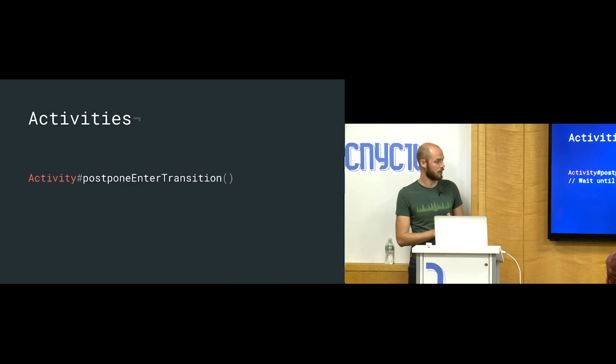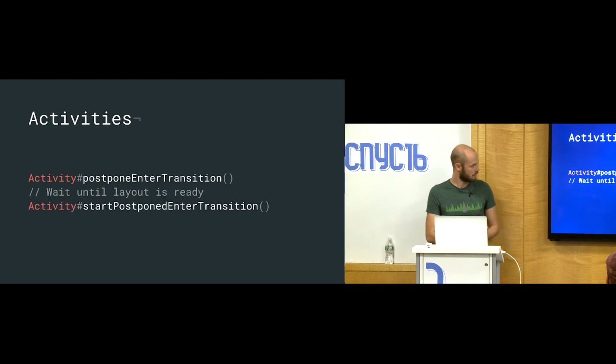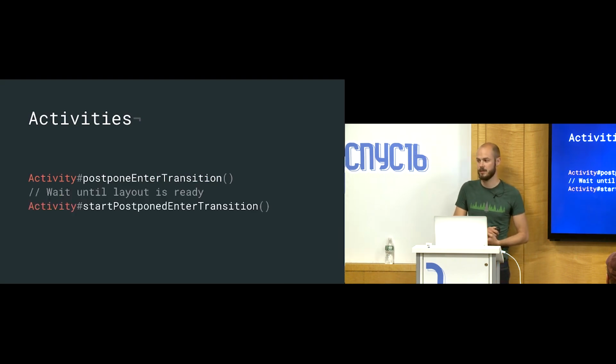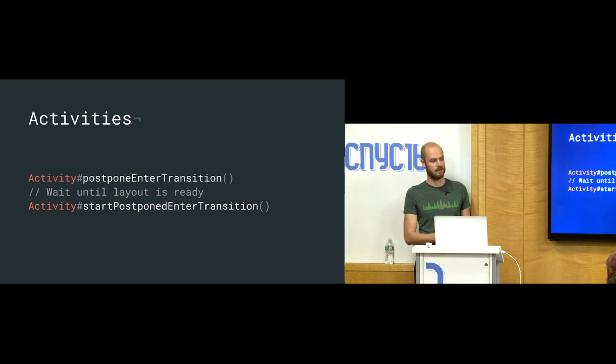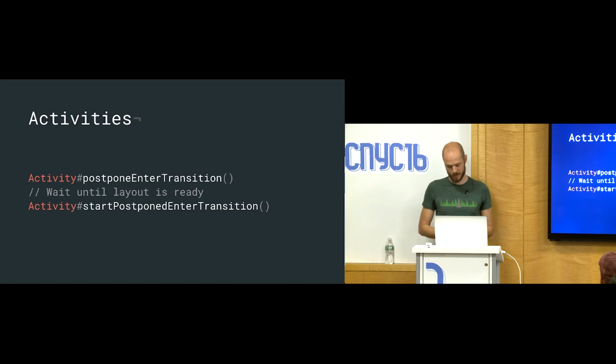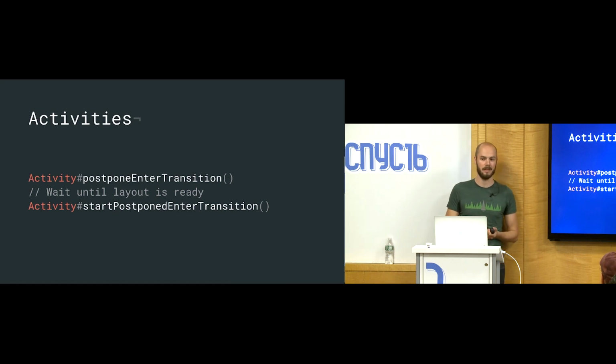If you don't call the start postponed enter transition method, your activity will not really know what to do, and you will end up in a kind of limbo state. Usually either the application feels like it's frozen, or sometimes you get a black screen, sometimes you get fragmentation of the view in there. There's various different things that can happen. So make sure that you always call start postponed enter transition after you call postpone enter transition.